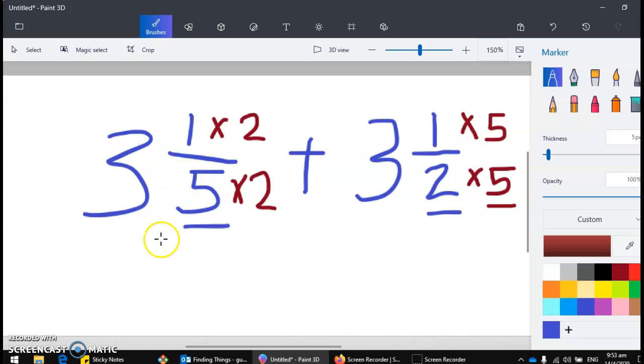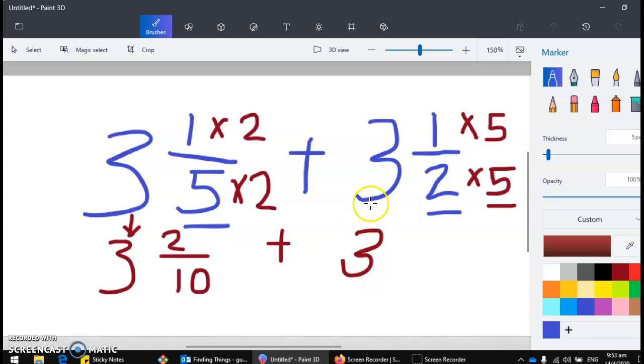Okay, so let's continue. So we write it down as 3, 1 times 2 is 2, 5 times 2 is 10. Plus, we write down the whole number 3, we copy it down. 1 times 5 is 5, over 2 times 5 is 10. Alright, good job. We have the denominator as the same.